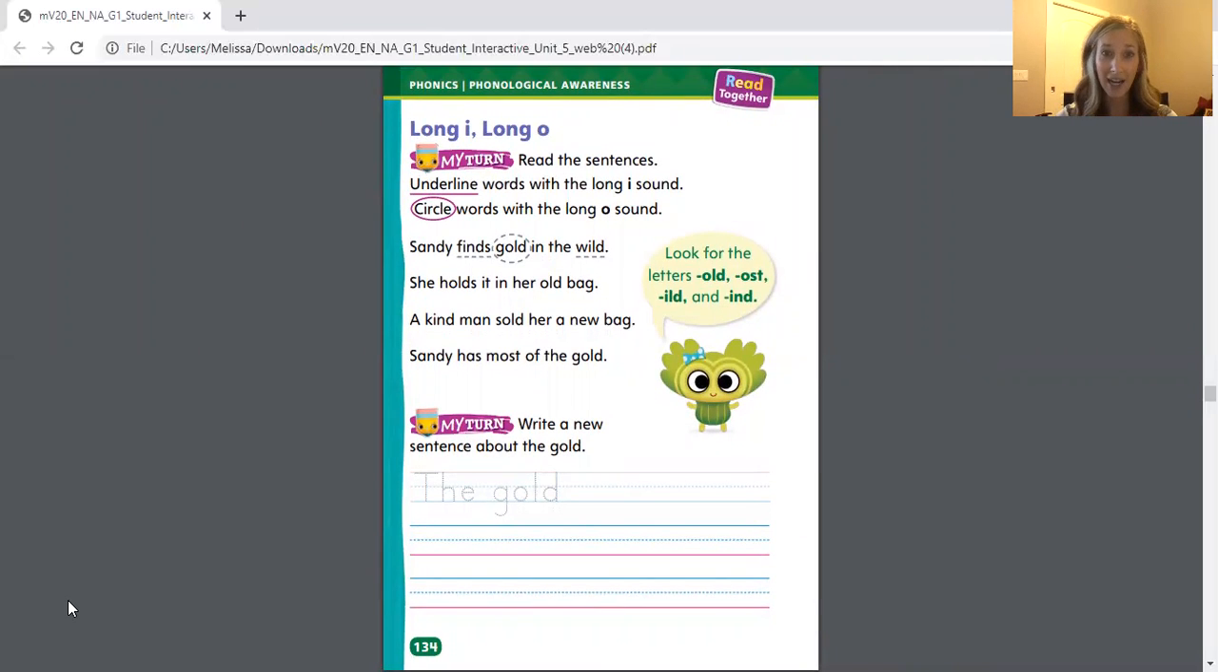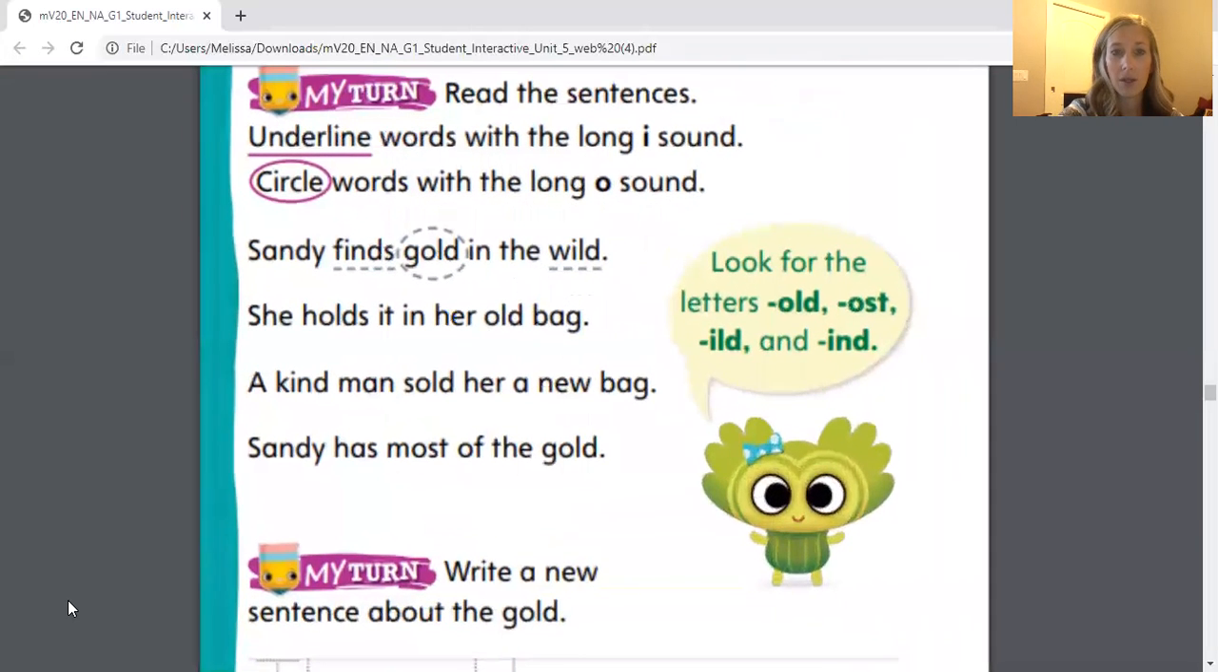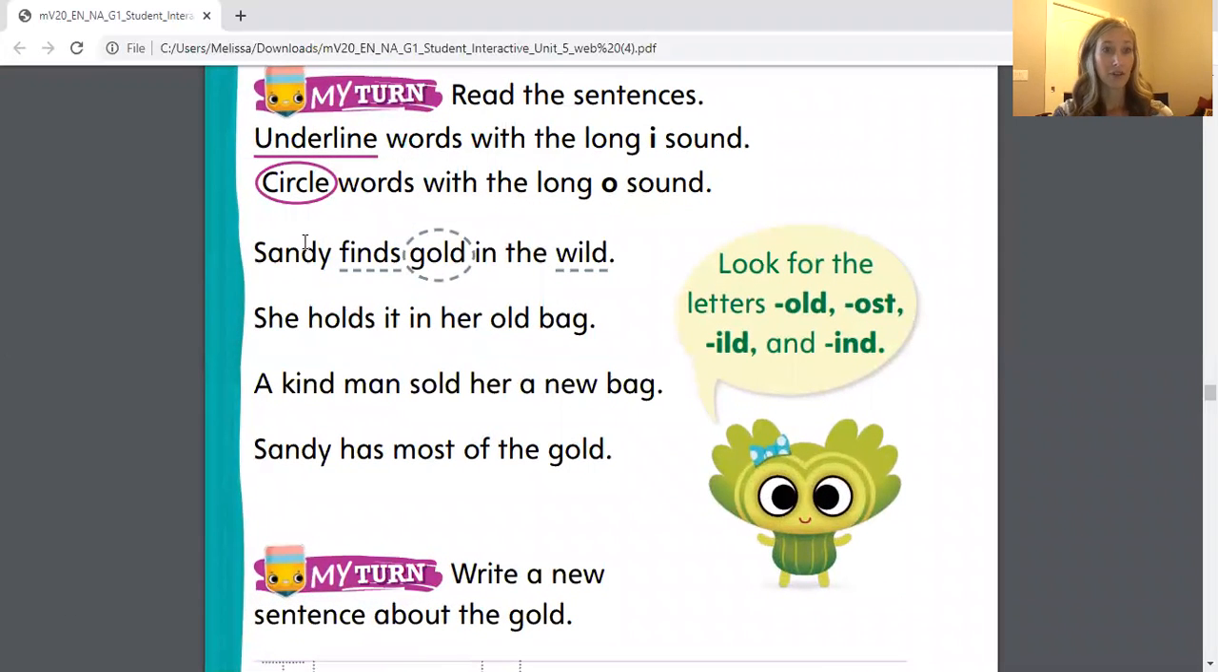We are going to continue practicing long I and long O. We are going to read these sentences and then look for some words that have the long I sound and words that have the long O sound. When we see words that have the long I sound, we're going to underline them. And when we see words that have the long O sound, we're going to circle them. So make sure you have a pencil ready so you can follow along and do this with me. The first line has an example done for you already.